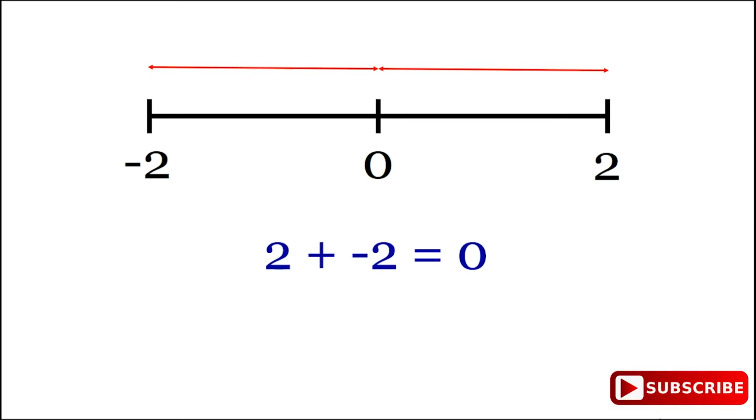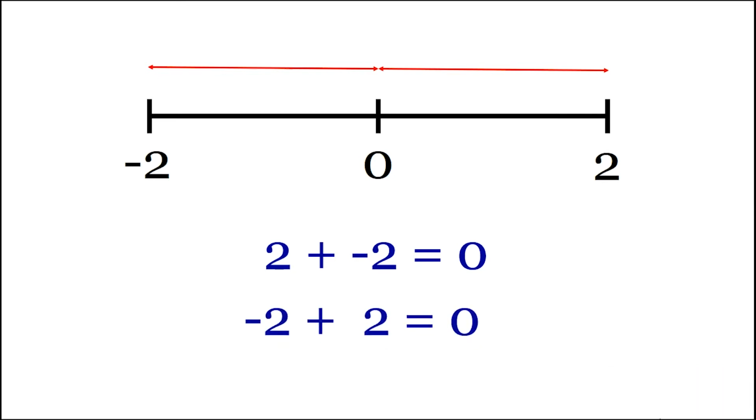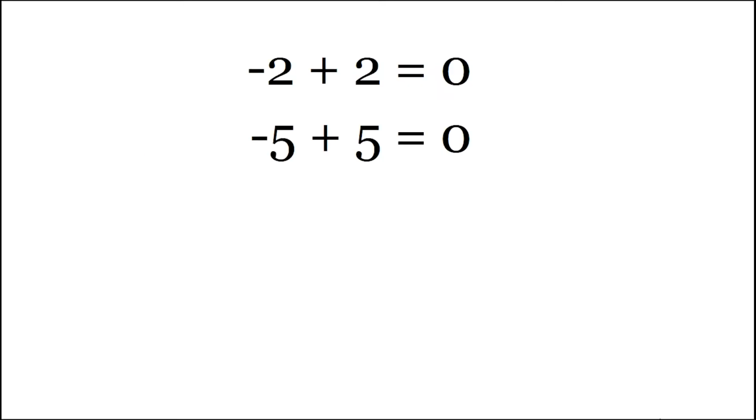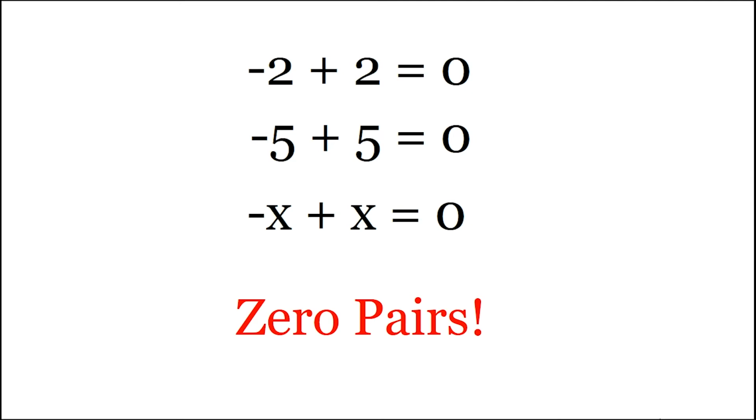So 2 plus negative 2 is equal to 0 and negative 2 plus 2 is equal to 0. Negative 5 plus 5 is equal to 0. Extending the same to the variables, we can say negative x plus x equals 0. We are using the idea of zero pairs.